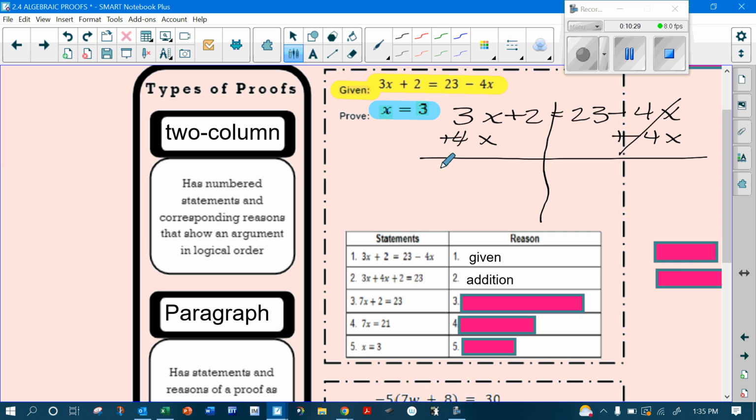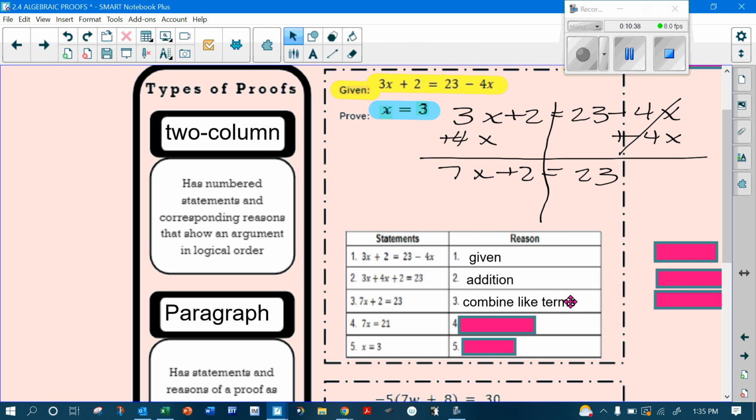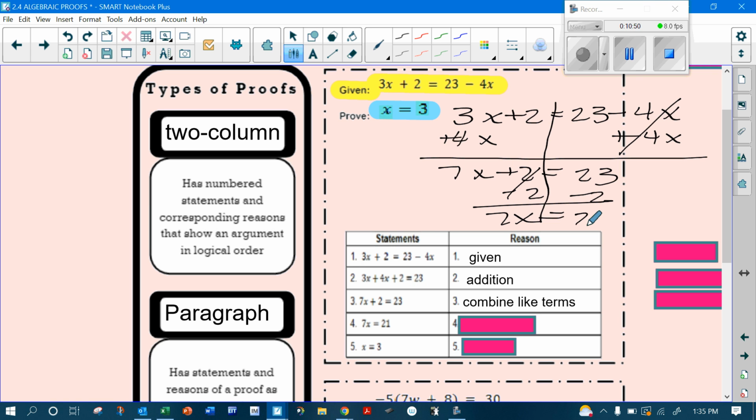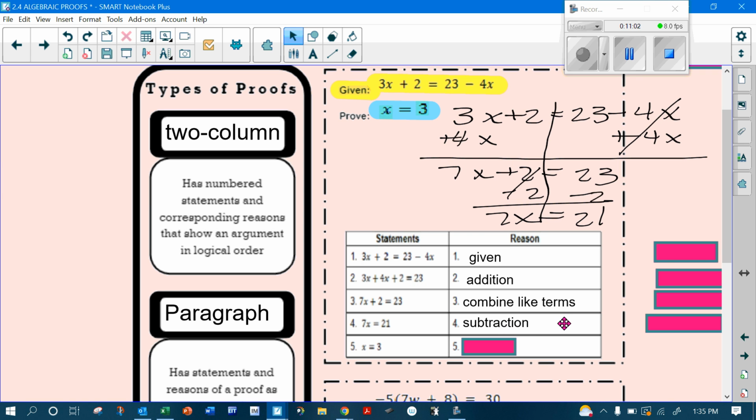Now the very next thing they have is 7x plus 2 equals 23. Here what they did is they combined like terms because I added the 3 and the 4. Now the next thing we're going to do is subtract this 2. So I have 7x equals 21. So what did I do? I subtracted the 2. I'm going to subtract a 2 from both sides, and that is the subtraction property.